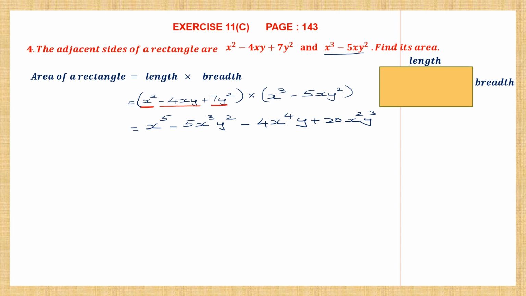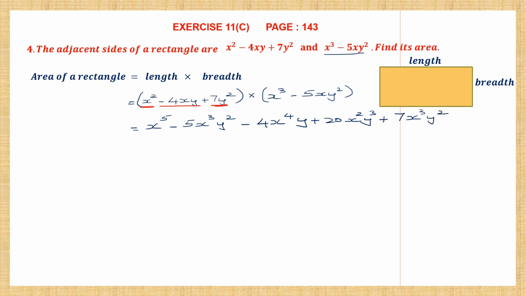Now let's take the third term and multiply it first with this. So 7y square into x cube. Let's try and do it here itself. The sign is plus, the number is 7. Y square into x cube will be the same thing. So y square x cube, or x cube y square if you write it in alphabetical order. So we finish with this.